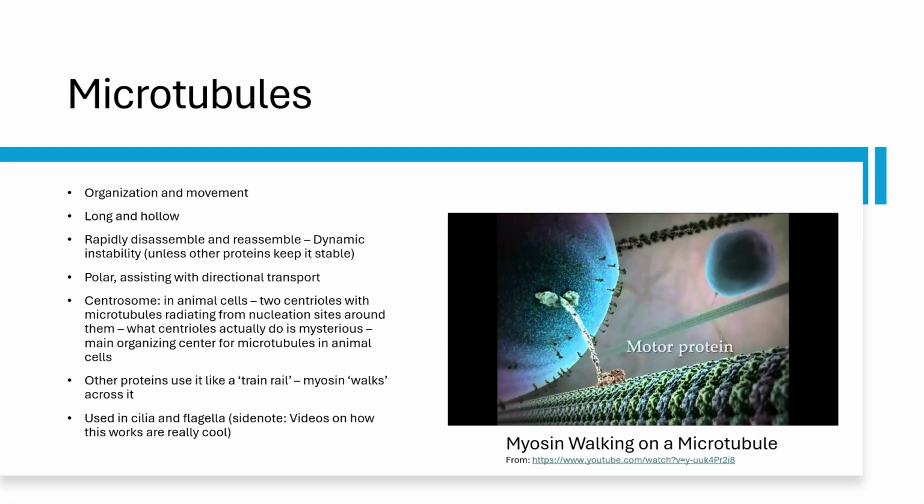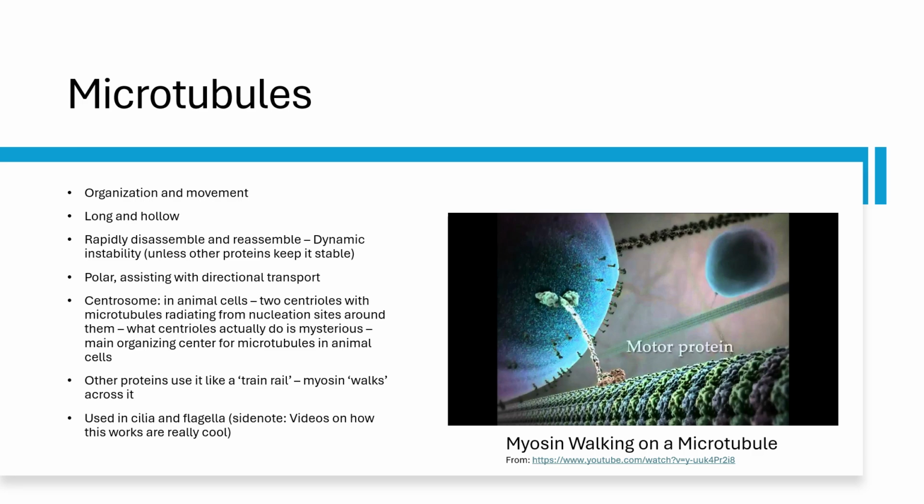All right, microtubules. These are important for organizational and movement purposes. They're long and hollow. They rapidly disassemble and reassemble, engaging in dynamic instability, which is where they shorten or lengthen quite rapidly and relatively spontaneously, unless other proteins are keeping it stable. They're polar, which assists with their directional transport.